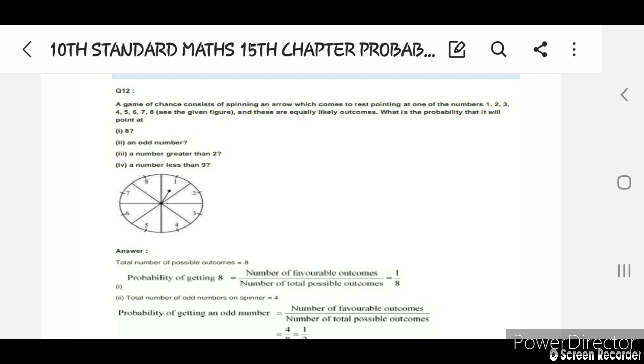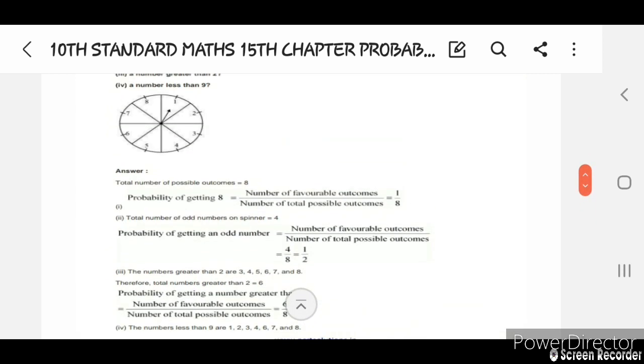In this 1 2 3 4 5 6 7 8, think wisely. How many times has the 8 come? Only one. The probability of getting 8 is 1, because 8 is there only once, so therefore 1 to 8 is the ratio. Here is the answer. 1 by 8 is the answer.